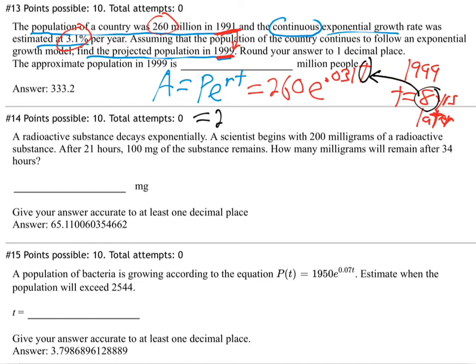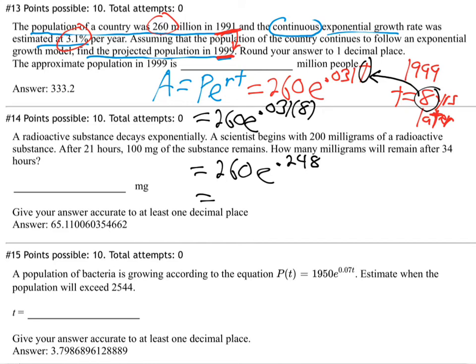So you're going to get 260 e to the 0.031 times 8. What's 0.031 times 8? I'm getting 0.248. Hit the buttons on your calculator. So it's 260 times e to the power 0.248.